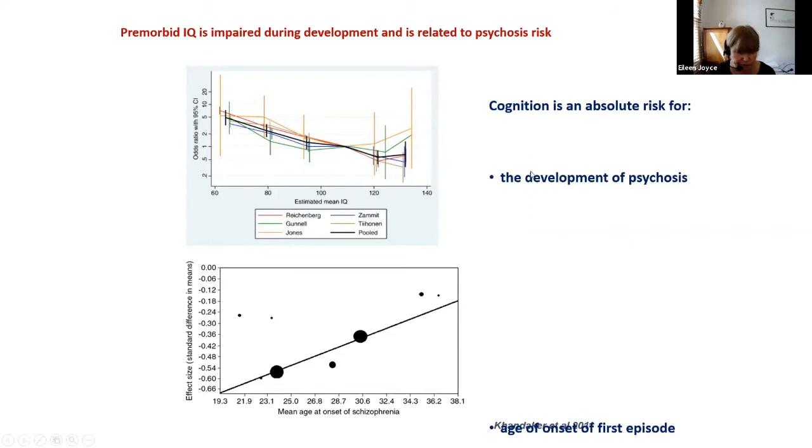And this is their study again, which actually shows that this risk includes not only absolute development of a psychotic illness, but the age of onset. So the more cognitively impaired you are, the more at risk you are of an early onset of psychosis, which we know is predictive of a poor outcome.